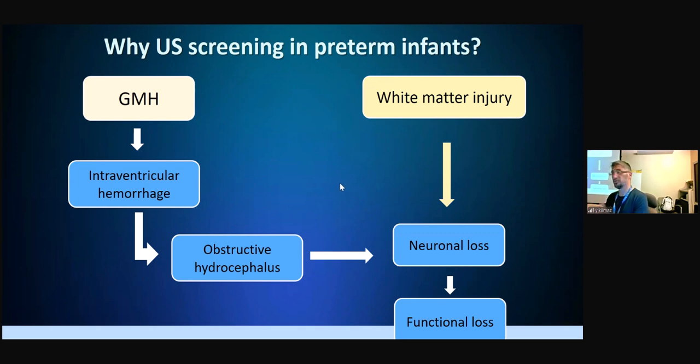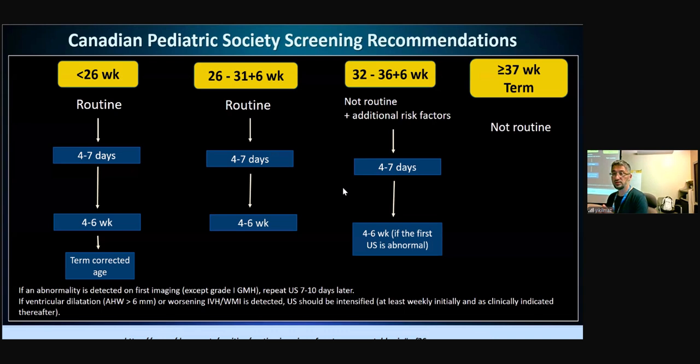You cannot drain hemorrhage. So that's why an ultrasound is recommended in all preterm infants under 32 weeks of gestational age, as per Canadian Pediatric Society screening recommendations. Over 37 weeks, it's term, and not routinely recommended. If there's a suspicion for a congenital anomaly or others, you can still do it, but otherwise ultrasound is not recommended.